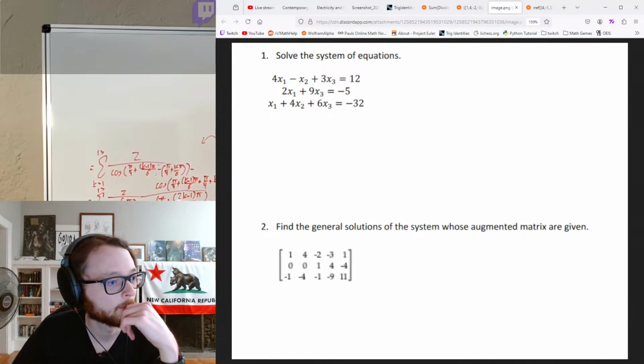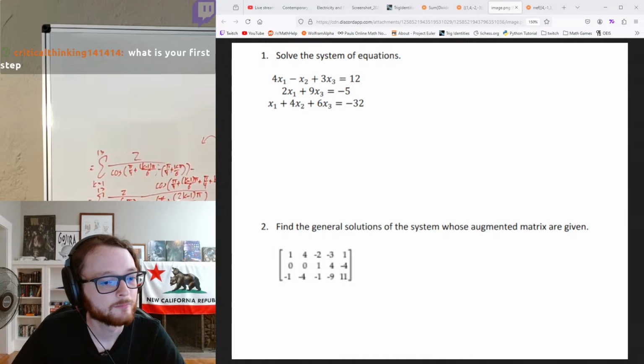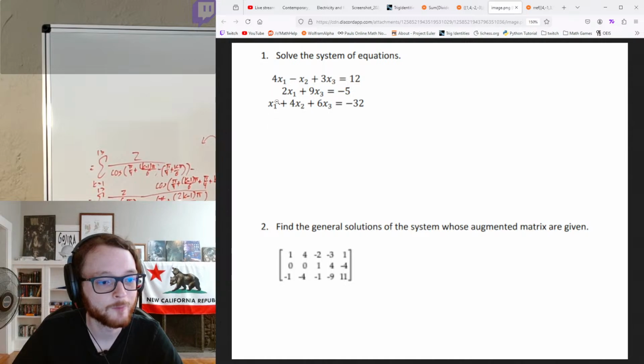It's number one, by the way. Critical, it's the same as you. Put it into an augmented matrix, switch rows 1 and 3, and then try to eliminate the x1 from the last 2 rows. There is no trick here. It's just doing the math. It's a really tedious problem. That's why I don't really want to do it.